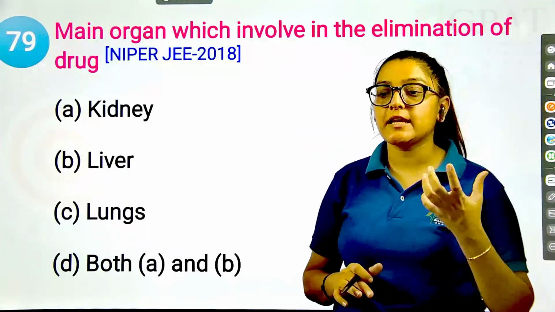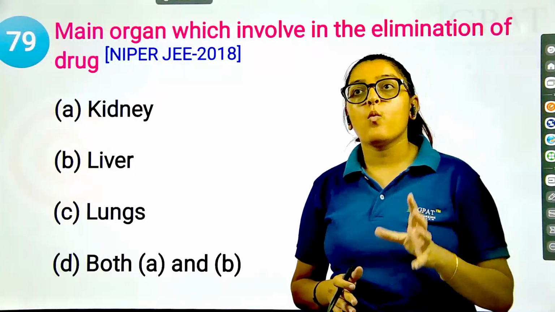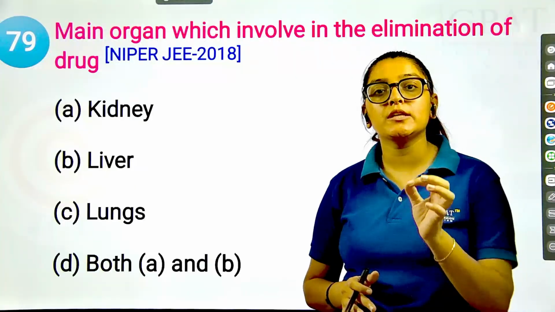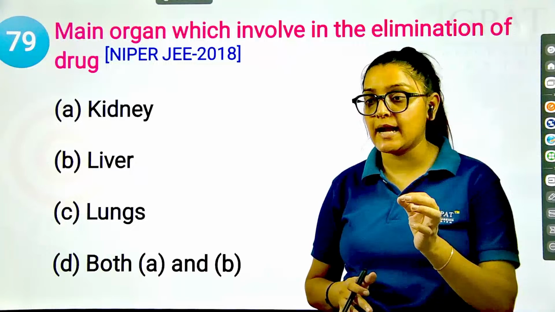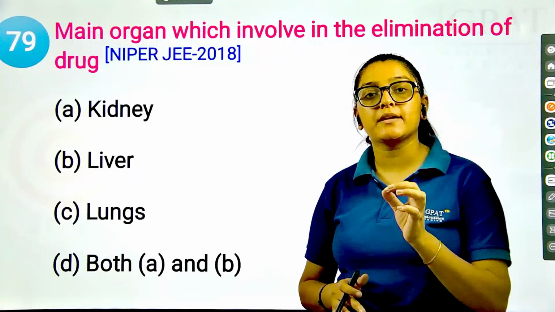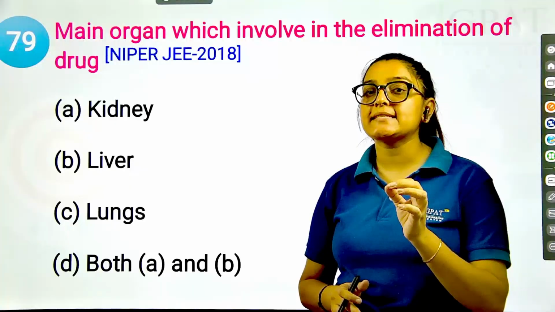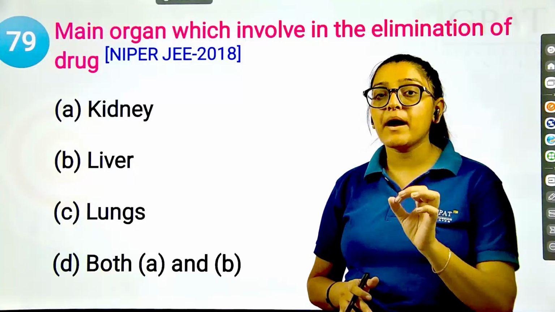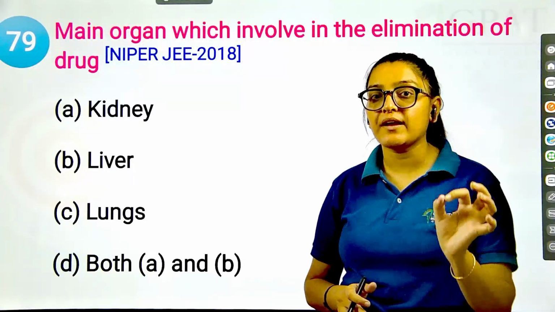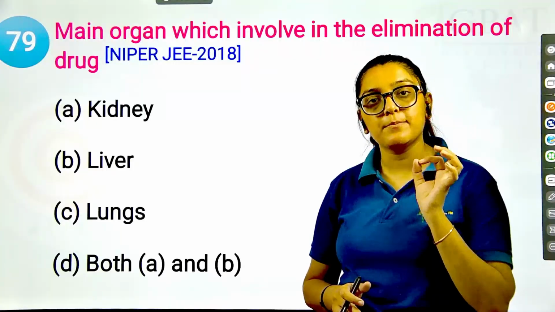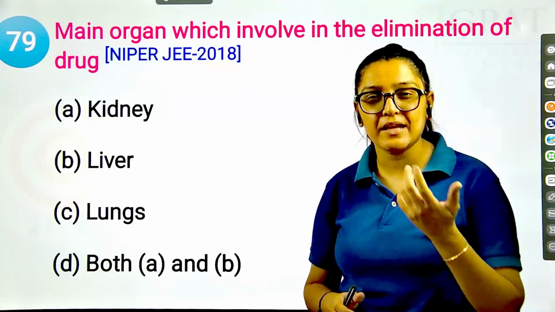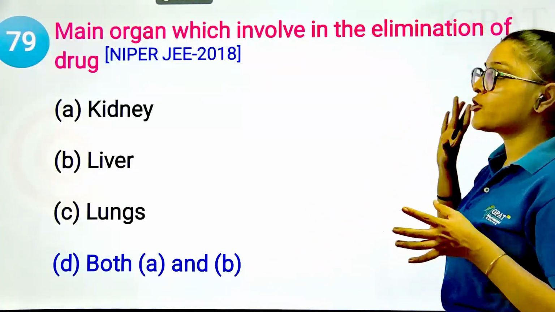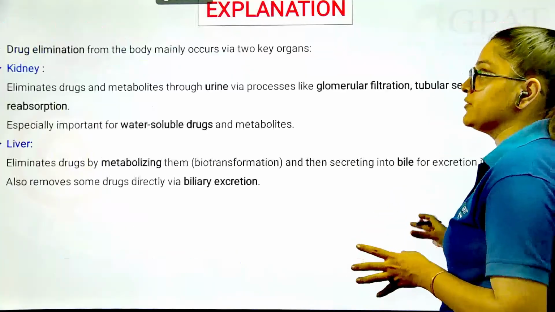Main organ which is involved in the elimination of the drug. While I was telling about the metabolism, I mentioned the size ranges. If the drug molecule has a size less than 300 Dalton, definitely it is going to be eliminated via urine. If the size range is more than 500, it will be eliminated via bile. But if it is between 300 to 500, note down, it will be both urine as well as bile, depending upon the nature of the molecule. So in this case, the major elimination will be from both kidney and from the liver, right?